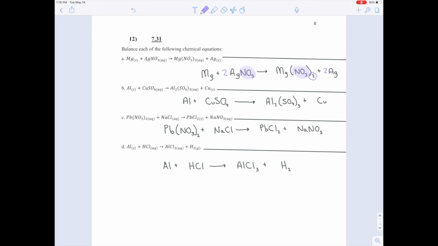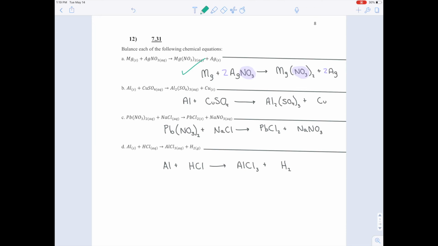Okay, so 1 magnesium on the left, 1 on the right. Those are balanced. 2 silvers on the left, 2 silvers on the right. Those are balanced. 2 purple blobs, remember to distribute. 2 purple blobs on the left, 2 purple blobs on the right. So those are balanced. All of the elements are balanced here, so this whole equation is balanced.